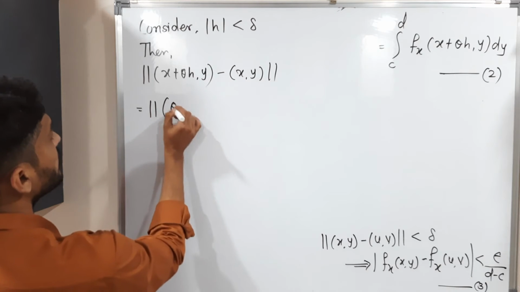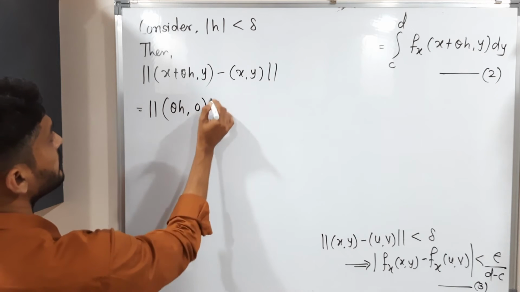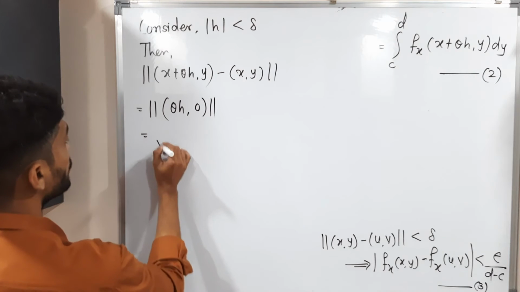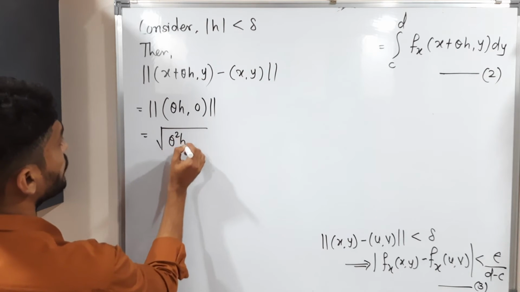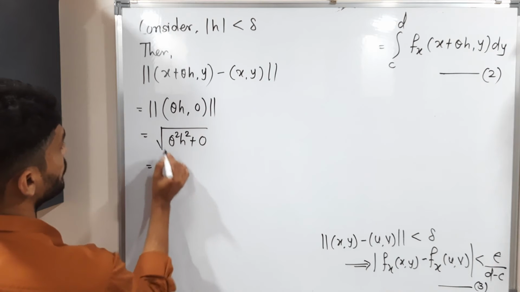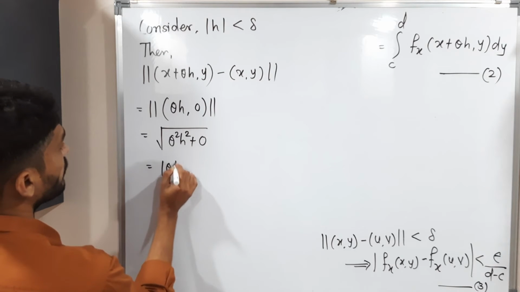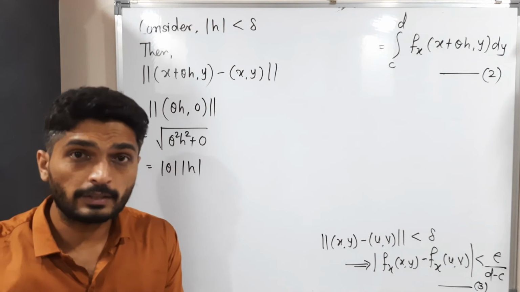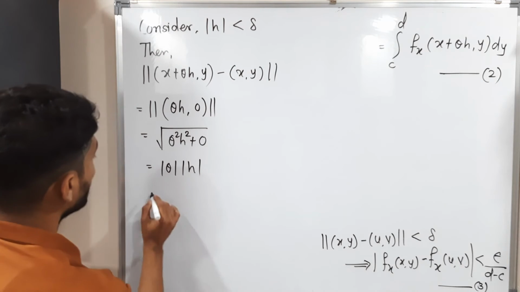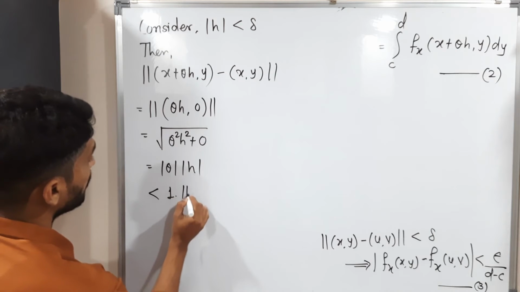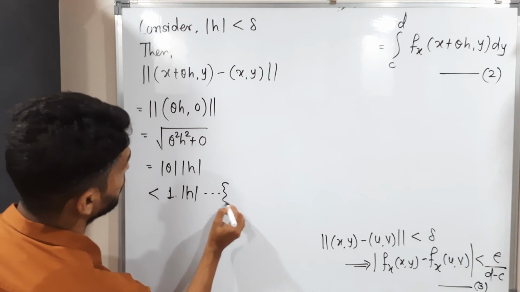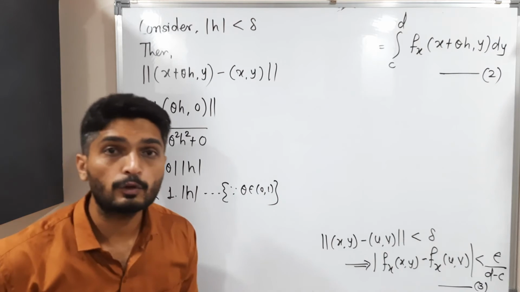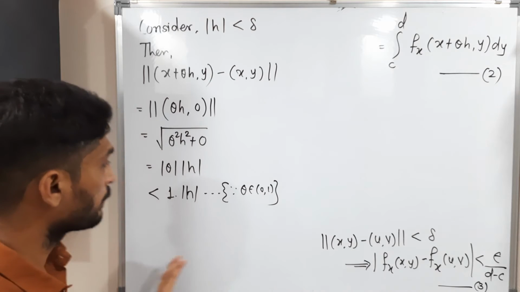What will happen if you subtract? x will get cancelled, leaving theta h. Here y will get cancelled, leaving 0. How to find the norm? By taking the square root of theta square h square plus 0 square. So the square root cancels, giving mod theta mod h. But theta we have taken from the open interval (0, 1), so this is less than 1 times mod h. I will mention the reason: because theta belongs to the open interval (0, 1), the maximum value of mod theta will be 1, less than 1 actually.